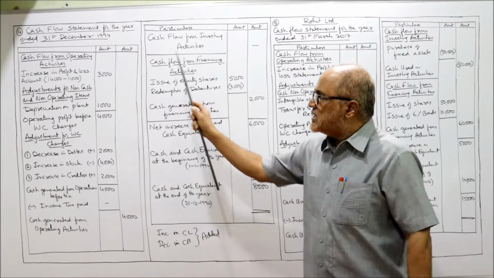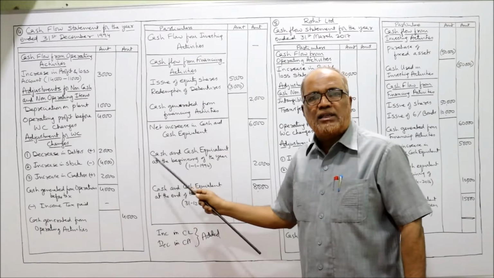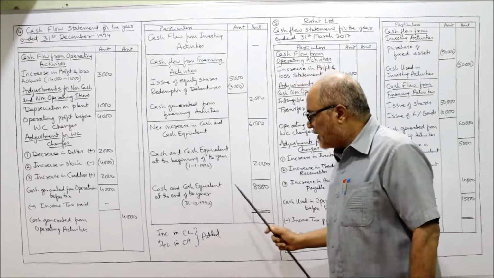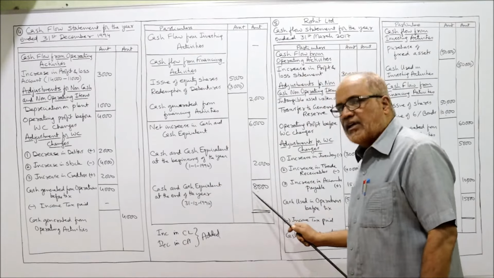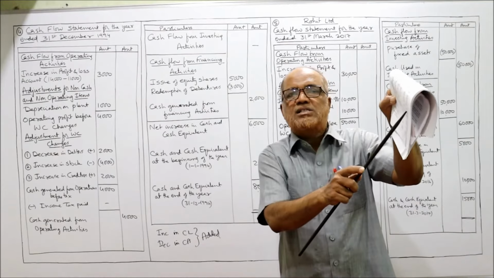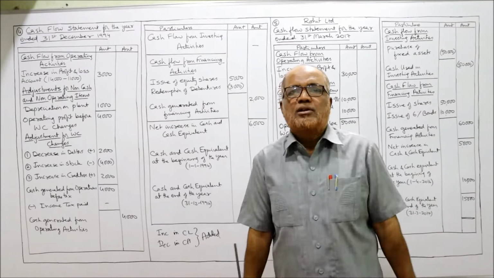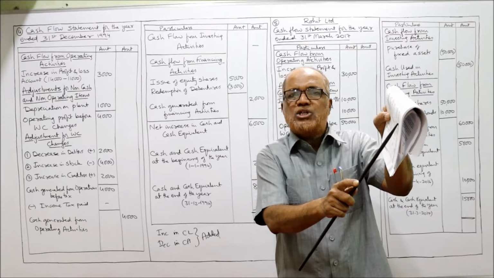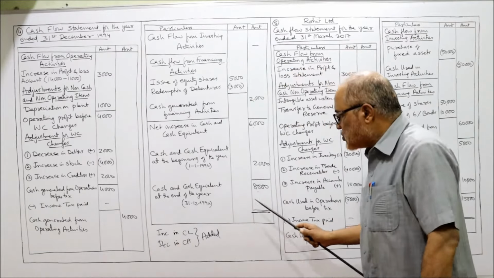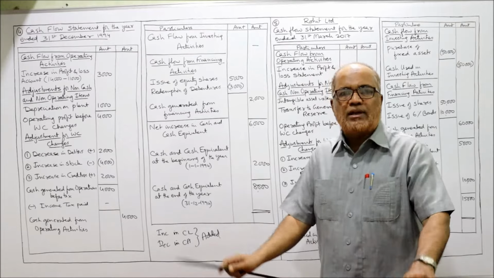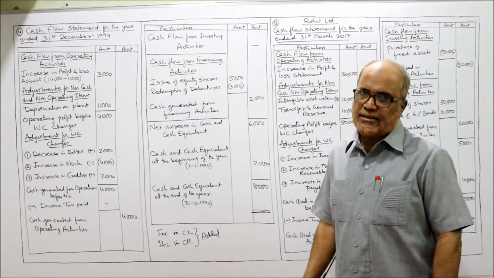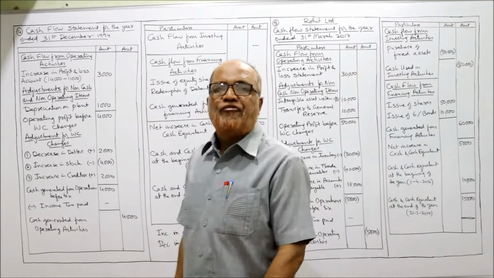If you commit any mistake in calculating, in taking all these items, then definitely this will not tally. The cash and cash equivalent at the end of the year will not be the same as what is given in the balance sheet. So here in our problem, the balance sheet amount is 8000 and we also got 8000. That means our calculations are absolutely right. That's it. So this is problem number 4.